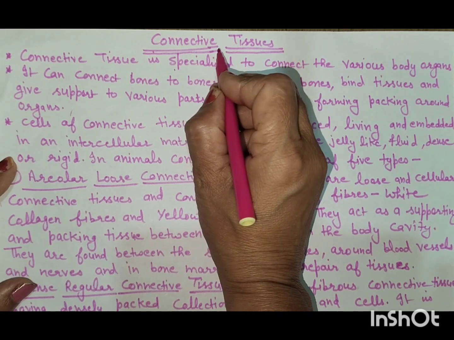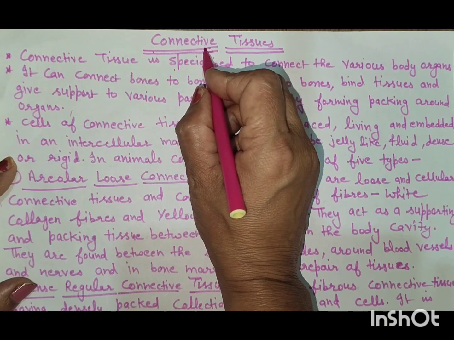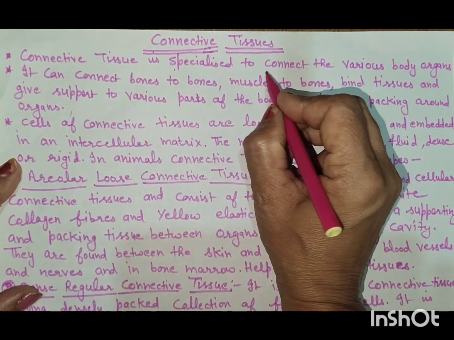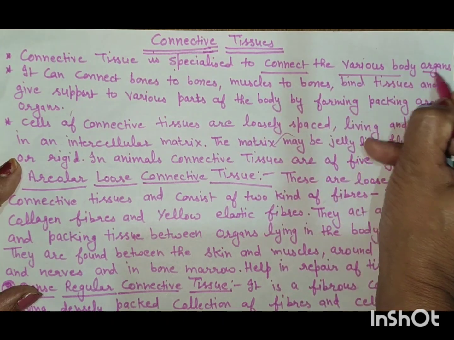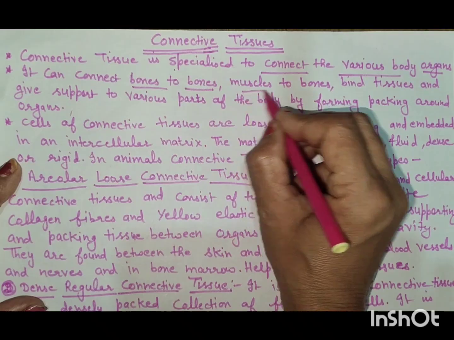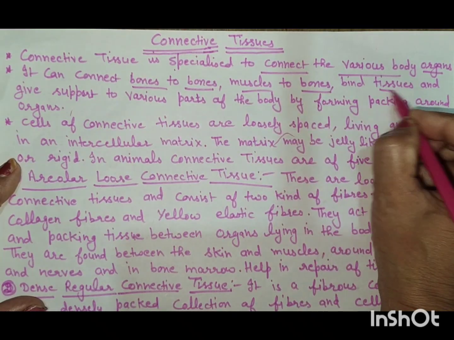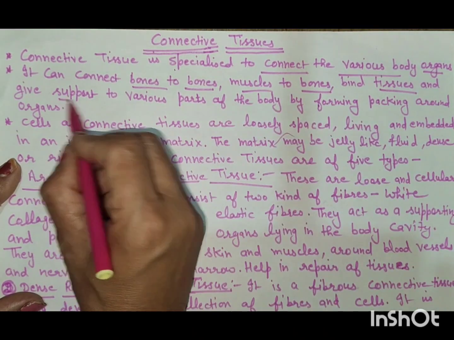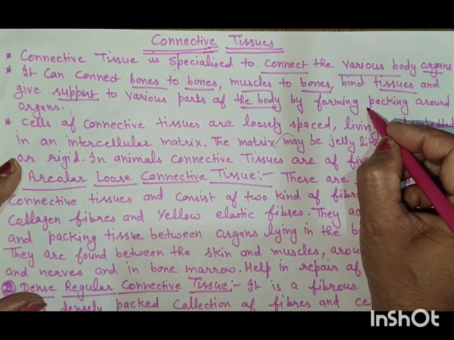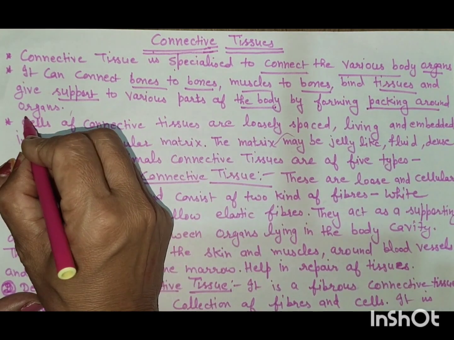Connective tissue. As the name suggests, connective means connecting the various body parts. Connective tissue is specialized to connect the various body organs. It can connect bone to bone, muscles to bone, or bind tissues and give support to the various parts of the body by forming a packing around organs.